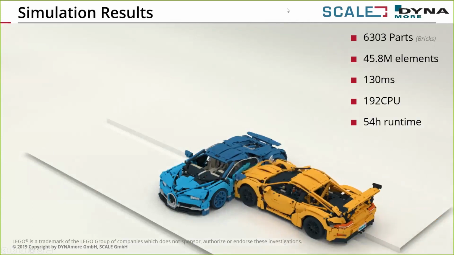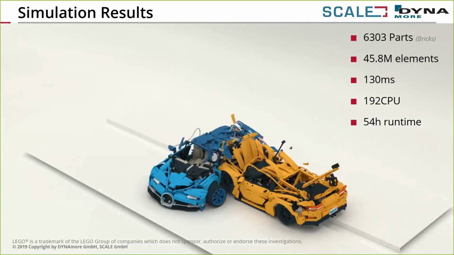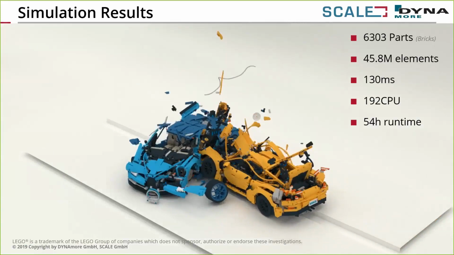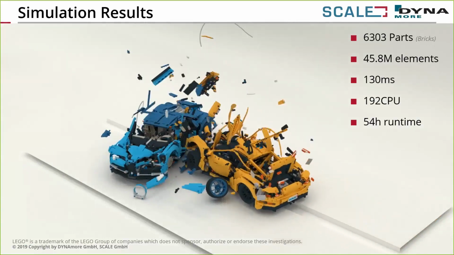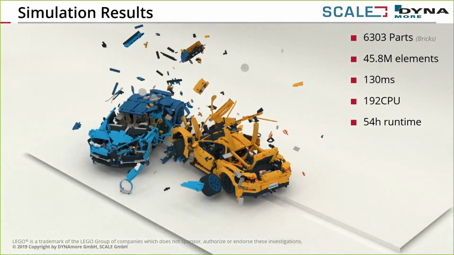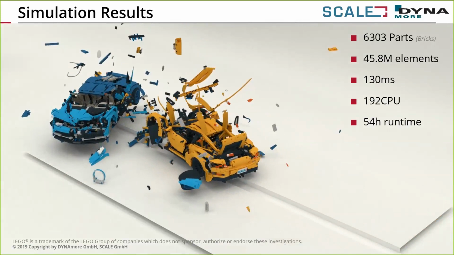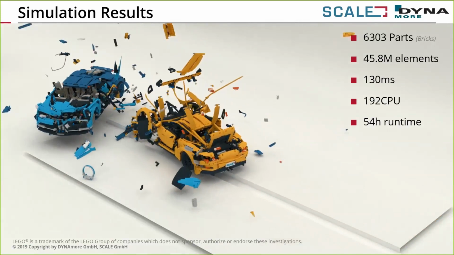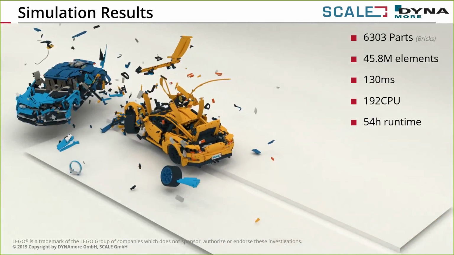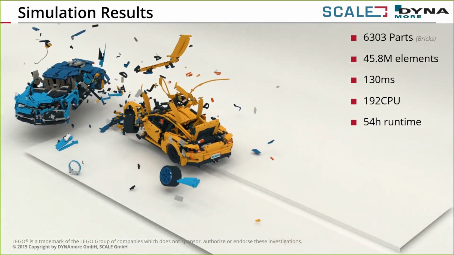This was a really huge simulation in terms of model size. It has 6,303 parts, almost 46 million elements, which exceeds the common model size of car crashes of OEMs by almost an order of magnitude. And we ran it for 130 milliseconds on 192 CPUs, and it took almost 48 hours. At that point, many thanks again to HLRS in Stuttgart for letting us run the simulations there.